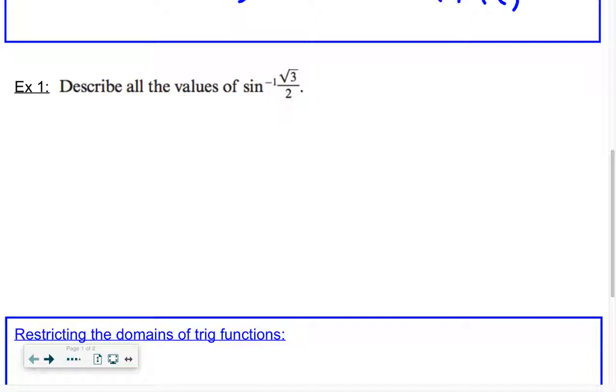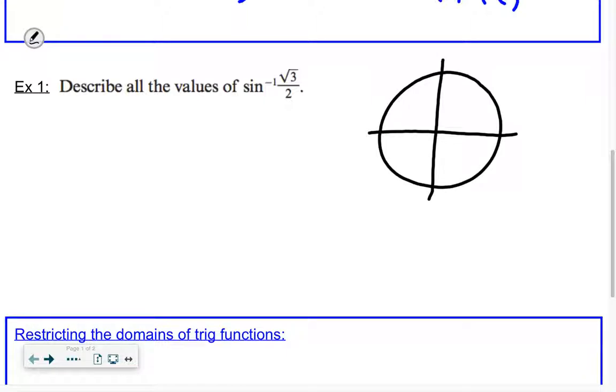We start off with example number 1, where it asks us to describe all the values of the inverse sine of square root of 3 over 2. So again, sine is which variable, x or y? Y. So let's go to our unit circle and find where the y value is this square root of 3 over 2. Can you identify where it's at? If you find it, go ahead and say it. How many degrees? 60. Yeah, positive square root of 3 over 2, so we have it up here at 60.